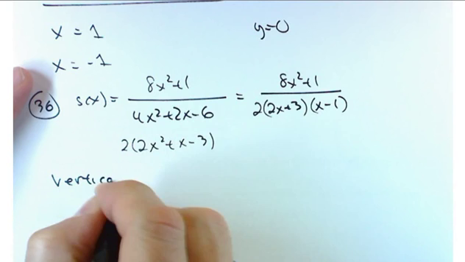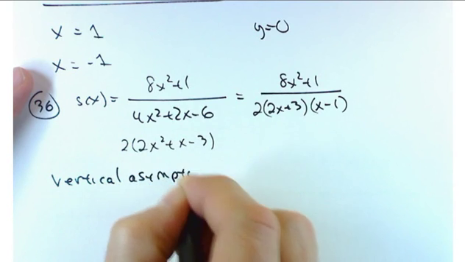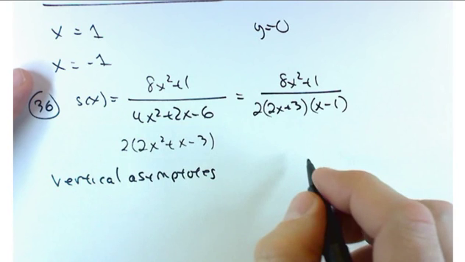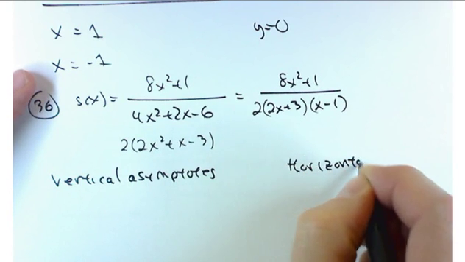vertical asymptotes and the horizontal asymptote.